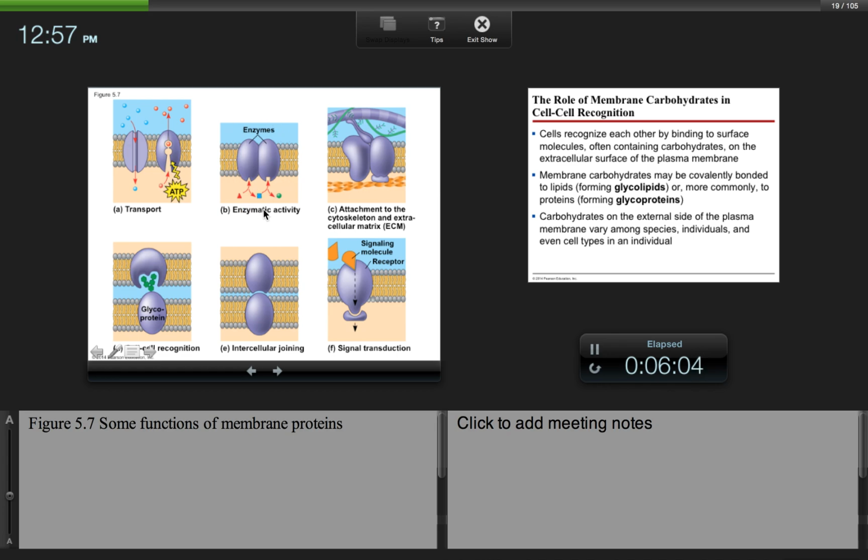You have enzymatic proteins, which catalyze some sort of chemical reaction. You have proteins that attach to the cytoskeleton or the extracellular matrix. You have glycoproteins that function in cell-to-cell recognition, proteins that join two cells together, and here we have a receptor protein, which binds to a signaling molecule, which leads to a signal transduction pathway, which leads to some sort of cellular response.